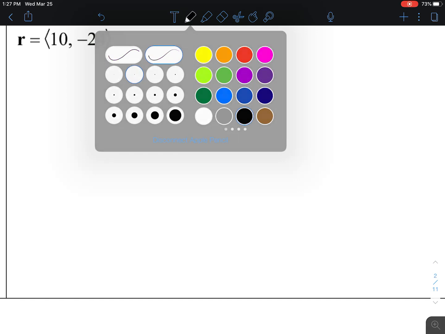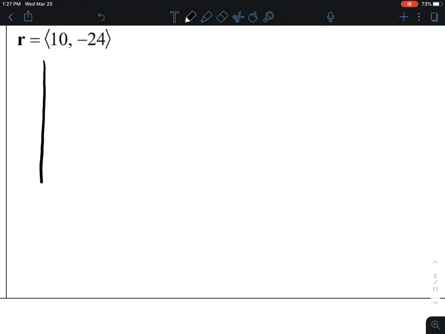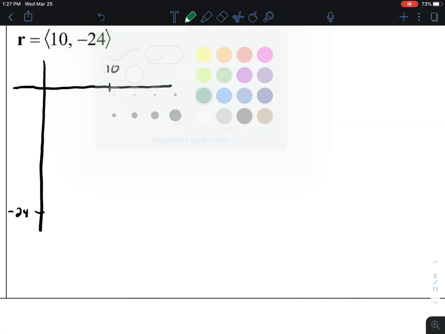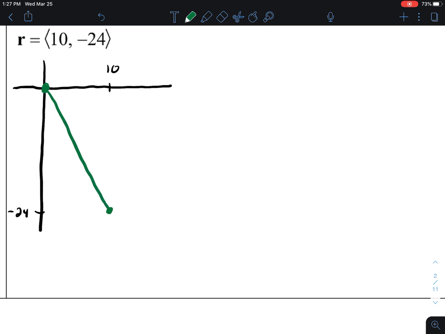All right, if the vector was pointed in quadrant 4, so quadrant 4. All right, so this one goes to +10 down to -24. And I want to draw my vector. So there's the ending point, initial point at the origin. I connect those. I put my arrow there to indicate direction. And we want to find the magnitude.